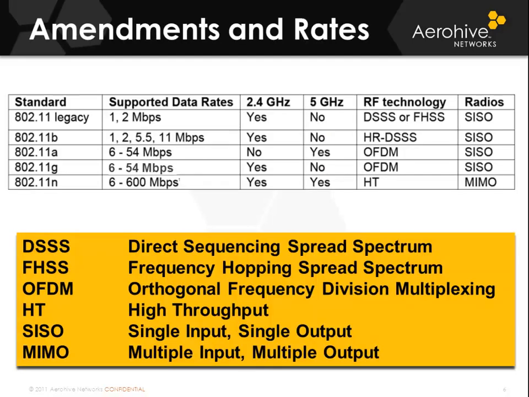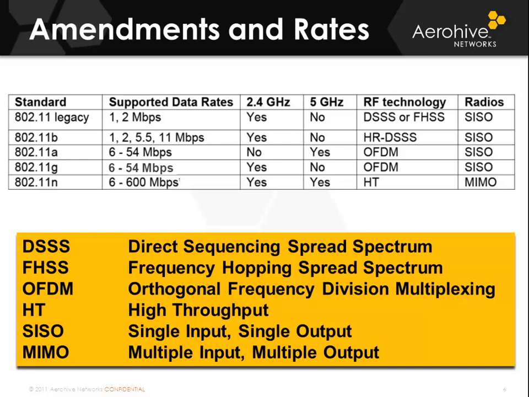The amendments and data rates. 802.11, the original or legacy standard, supported data rates of 1 and 2 megabits within the 2.4 gigahertz spectrum. It used direct sequence spread spectrum or frequency hopping spread spectrum and single input, single output or SISO radios.